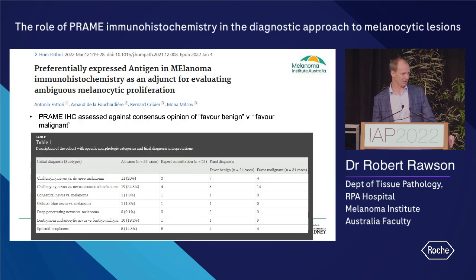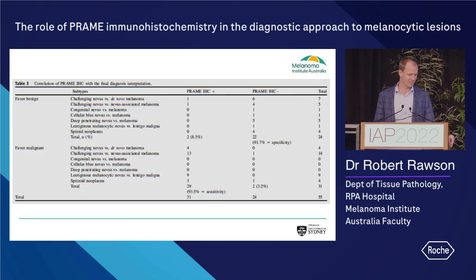And this was another paper that came out recently, assessing consensus expert opinion on favour benign, favour malignant, and comparing that to PRAME immunohistochemistry on ambiguous lesions. They really showed a very high specificity and sensitivity in expert opinion. Only a few of these cases had FISH results. With a specificity of 92% and a sensitivity of 93 to 94%. So really quite promising from their point of view.